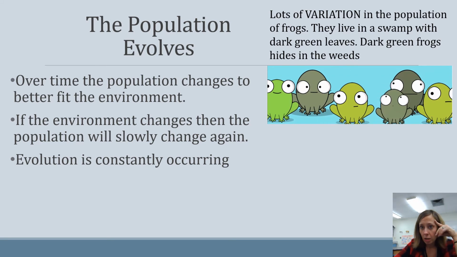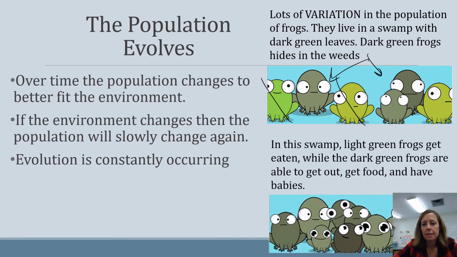We have a whole bunch of frogs. There's variation in that population, right? They live in a swamp with dark green leaves. So these guys hide. Those get eaten. Next, in this swamp, the light green are eaten. The dark green are better able to get out, get food, and have babies. That trait becomes popular, right? They survive and reproduce. They have better fitness. The population evolves to look like those guys.